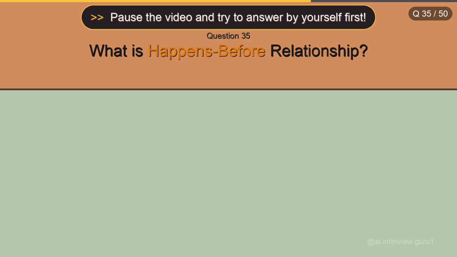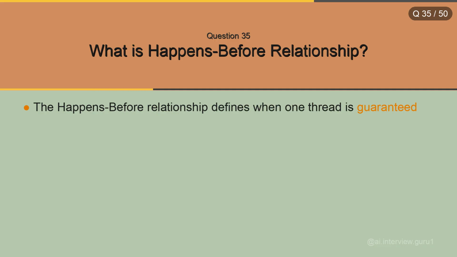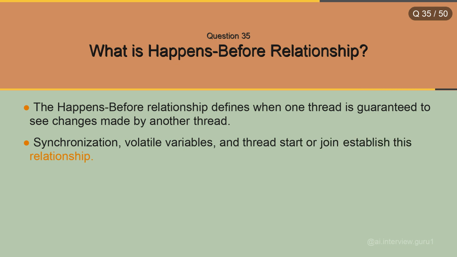What is the happens-before relationship? The happens-before relationship defines when one thread is guaranteed to see changes made by another thread. Synchronization, volatile variables, and thread start or join establish this relationship.